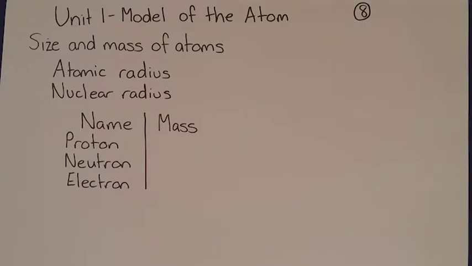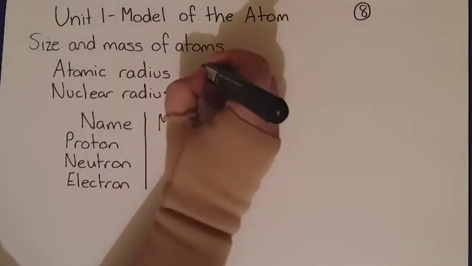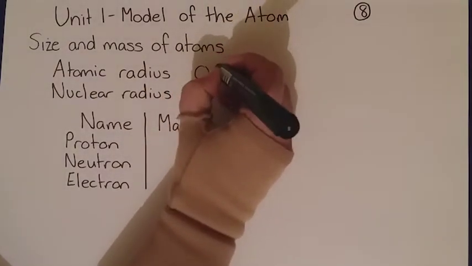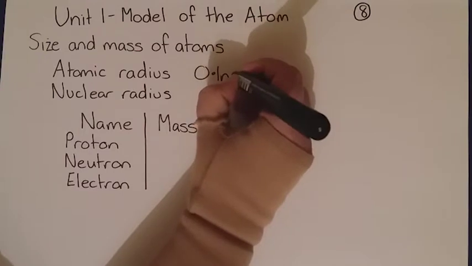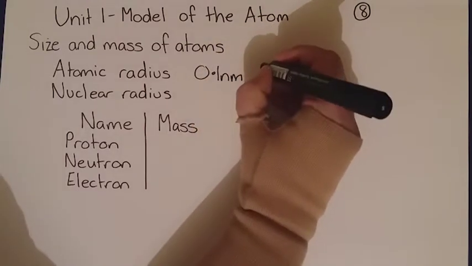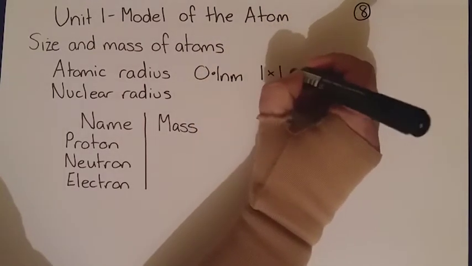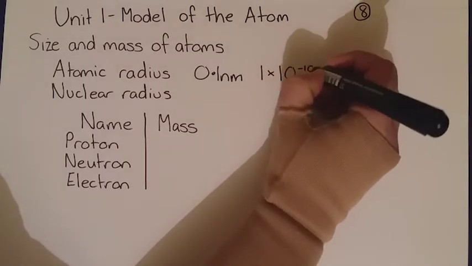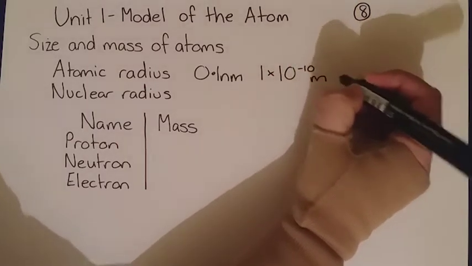Unit 1, Model of the Atom, Size and Mass of Atoms. Atoms are very, very small. They have a radius of 0.1 nanometers, which is the same as saying 1 times 10 to the minus 10 meters.